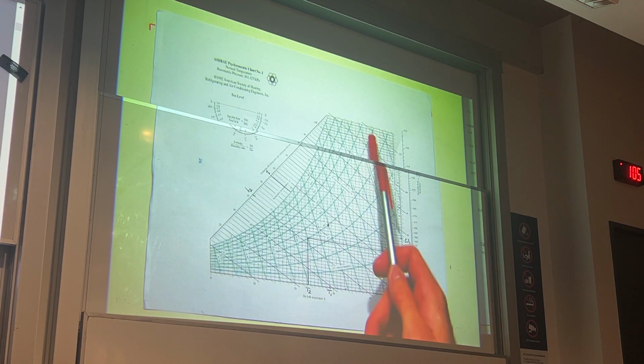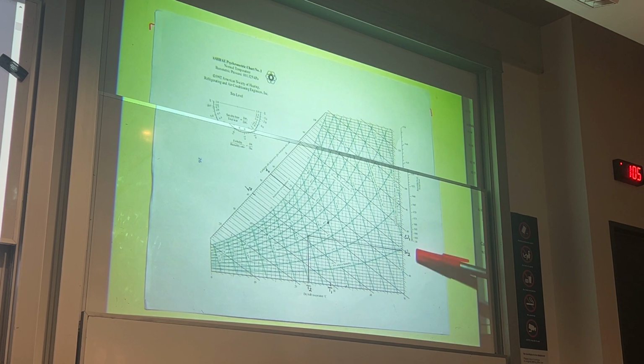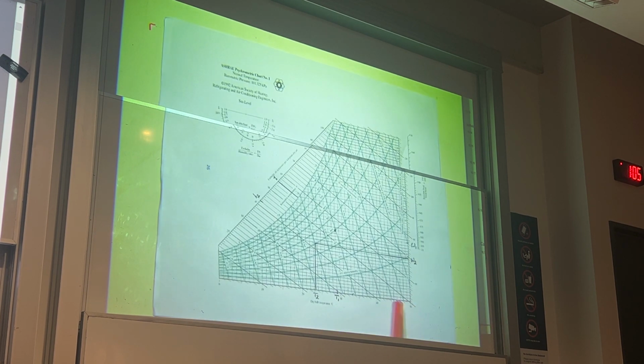So these parabolic lines are our relative humidity. Our x-axis here displays a few different things, but it's pretty much your absolute humidity and your dry bulb temps on your x-axis.